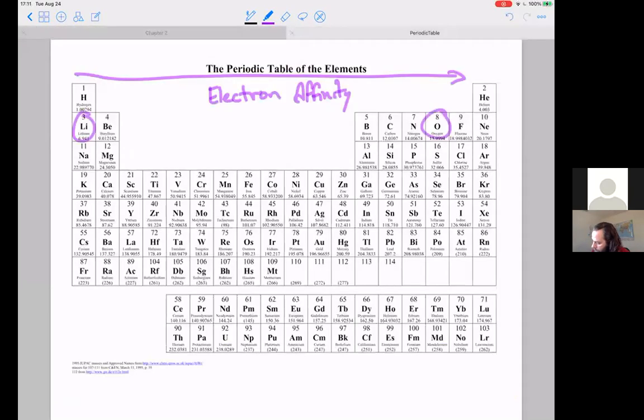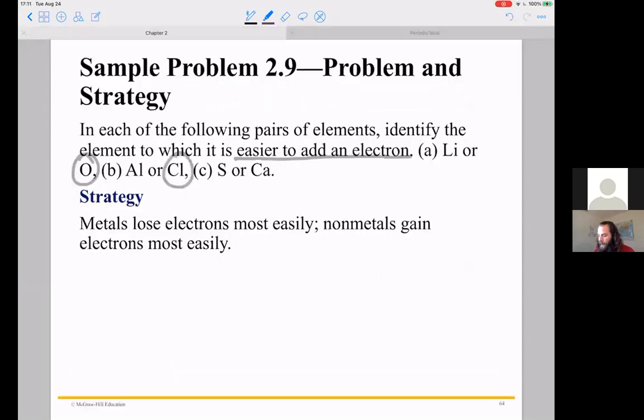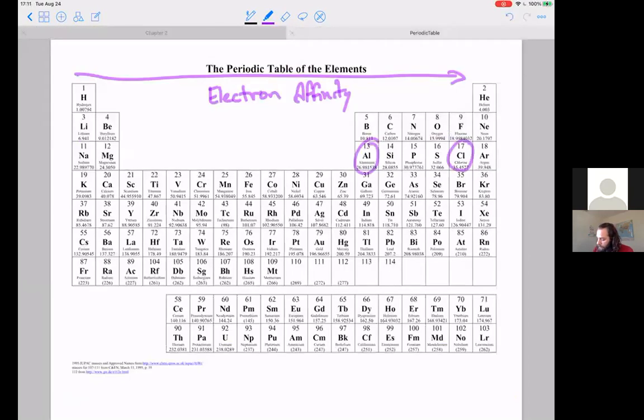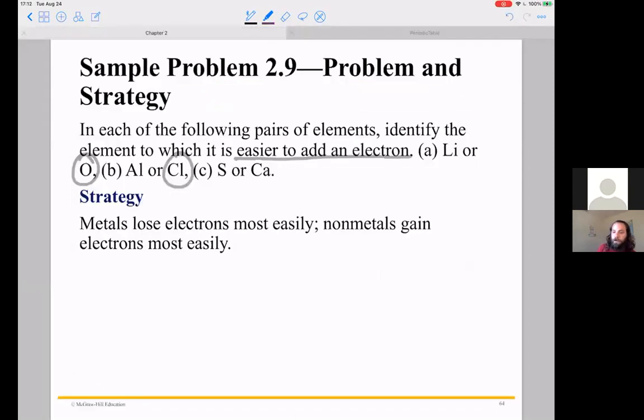Aluminum and chlorine. Same sort of idea. You just got to find them on the periodic table. Aluminum, chlorine. Chlorine would have the higher electron affinity. And finally, sulfur and calcium. Because of the periodic trends, sulfur has a higher electron affinity.